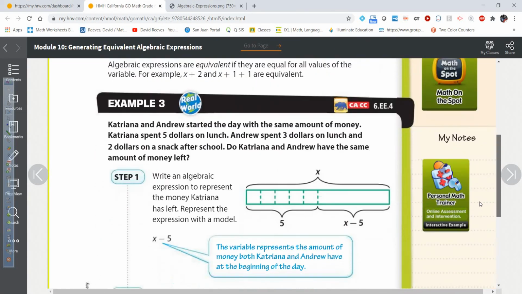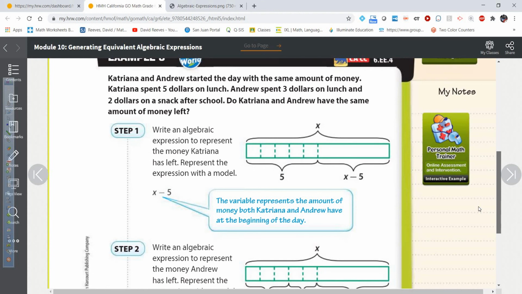All right, and then the last thing, comparing and using models. It says Katriana and Andrew started the day with the same amount of money. Katriana spent $5 on lunch. Andrew spent $3 on lunch and $2 on a snack after school. Do Katriana and Andrew have the same amount of money left?